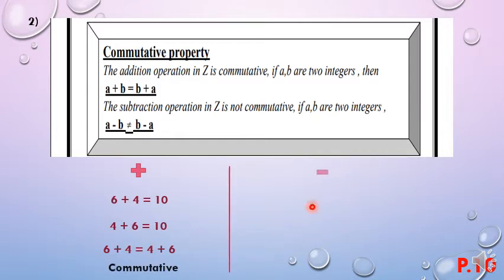Now, in the subtraction, 6 minus 4 equals 2. Let's switch the places and put 4 first. 4 minus 6 equals negative 2. We don't have the same answers here. So 6 minus 4 doesn't equal 4 minus 6. So subtraction is not commutative.